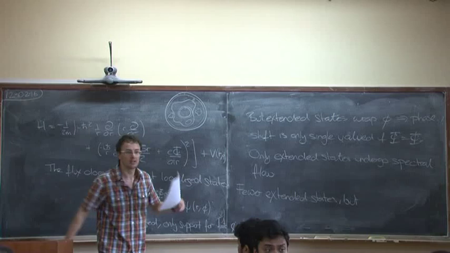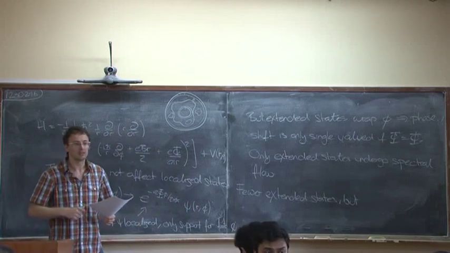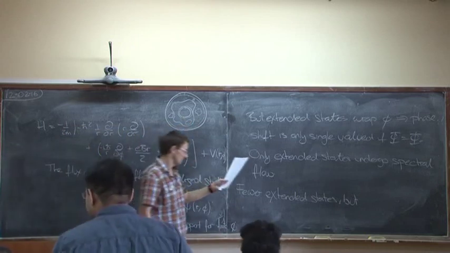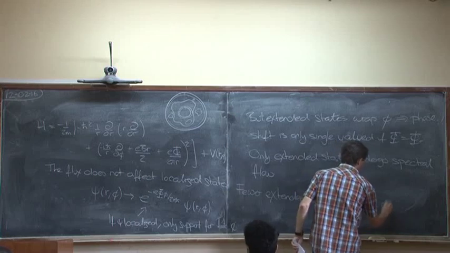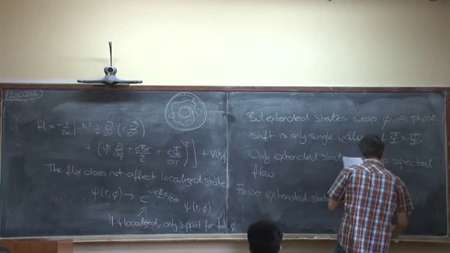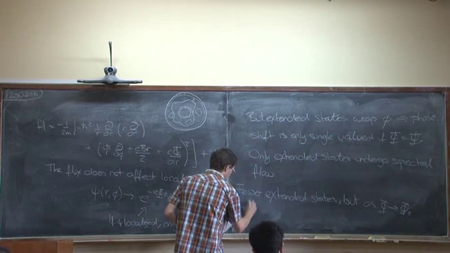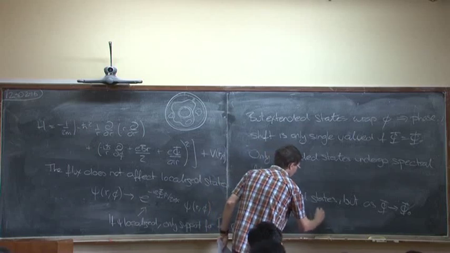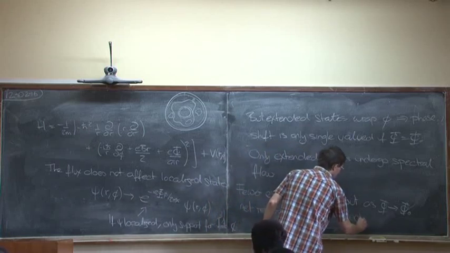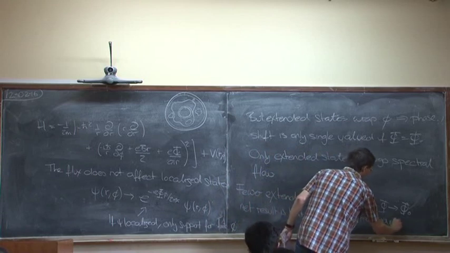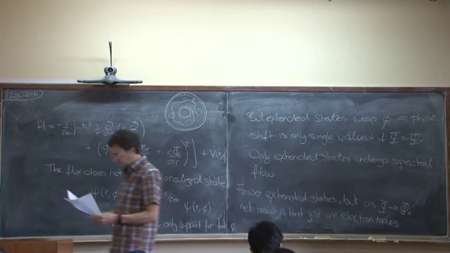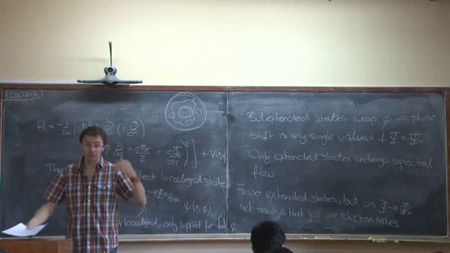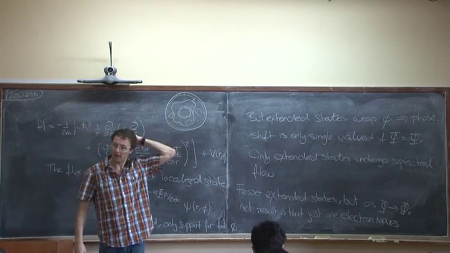So their occupation number doesn't change. The occupation number of the outside one does change, right? This one was occupied and became empty. But everything else is the same. Right, net result is that just one electron moves. Which is the answer we wanted. One electron for the lowest Landau level, one electron for every Landau level.